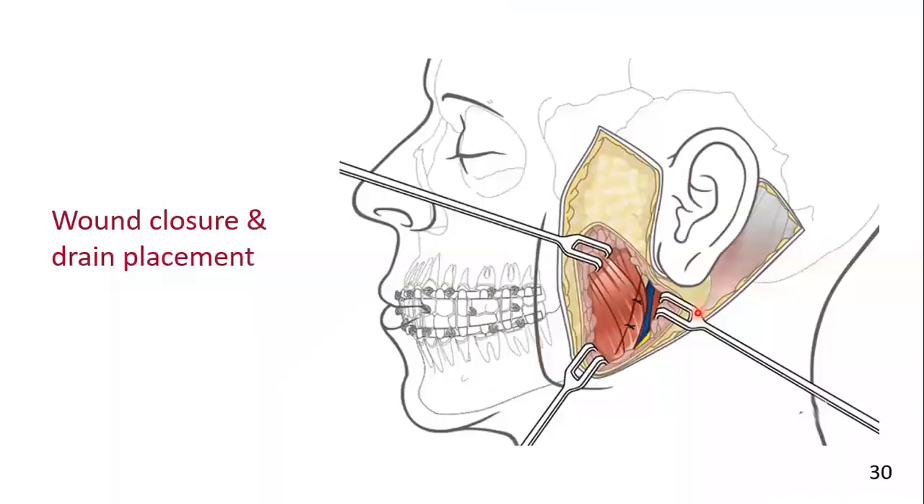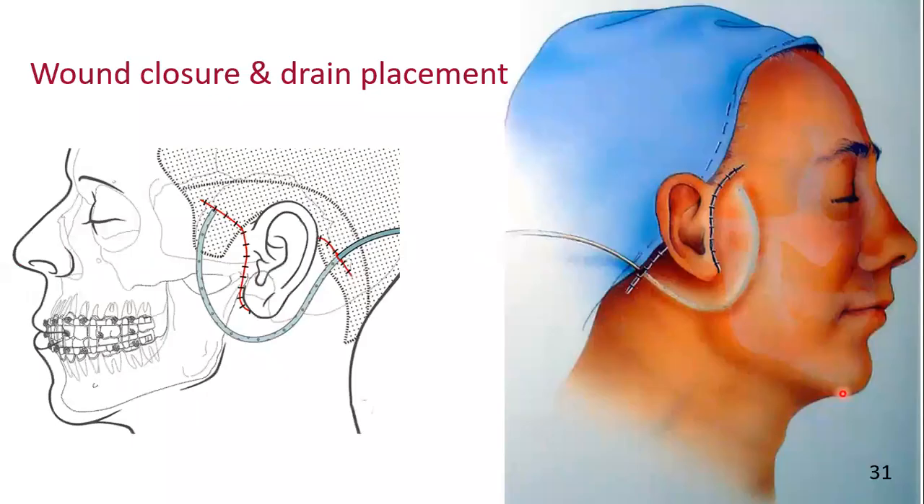Deep closure is performed as described for the retromandibular approach. For wound closure, the pterygomasseteric sling is re-approximated with sutures. The wound is re-approximated in layers for anatomic realignment and closure of the dead space. The superficial musculoaponeurotic system is resuspended. Any violation of the parotid gland capsule must be closed tightly to prevent a sialocele or a salivary fistula.